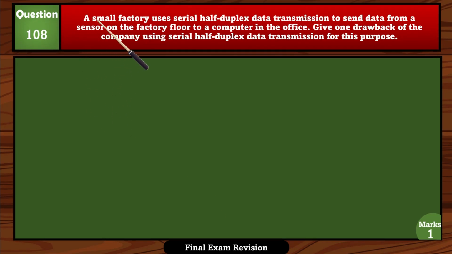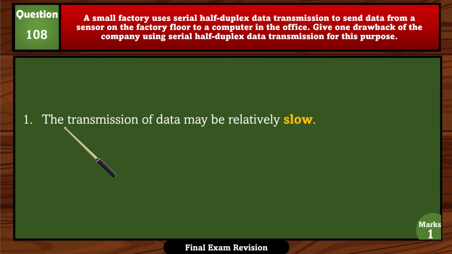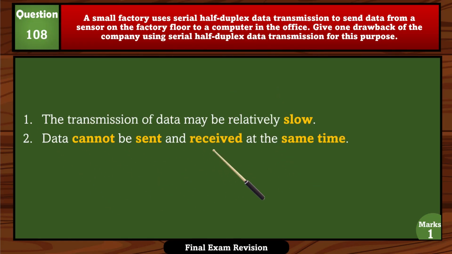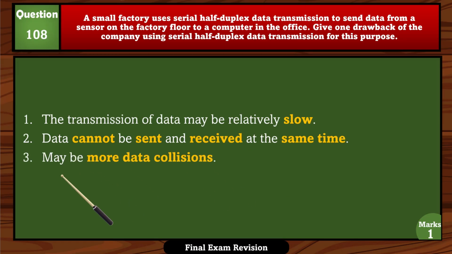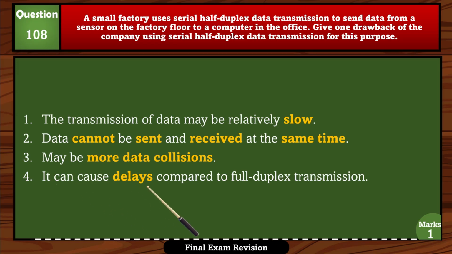Question 108. A small factory uses serial half duplex data transmission to send data from a sensor on the factory floor to the computer in the office. Give one drawback of the company using serial half duplex data transmission for this purpose. Transmission of the data may be relatively slow. Number two, data cannot be sent and received at the same time. Number three, there may be more data collisions. And number four, it can cause delay compared to full duplex transmission.